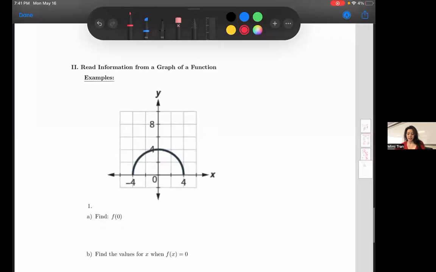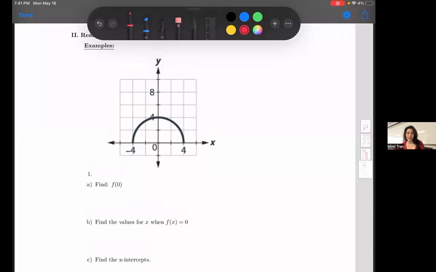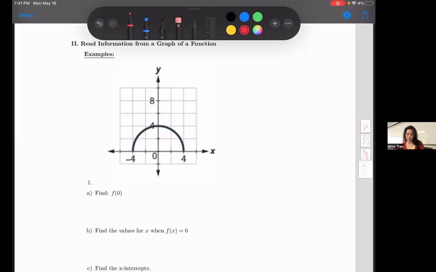All right, so now the second part is reading information from the graph of a function. I'm going to give you a graph and ask you a bunch of questions. I would like you to look at the graph to answer the question. That's all it is, right? So for example, part A. By the way, the graph here is the solid black one.